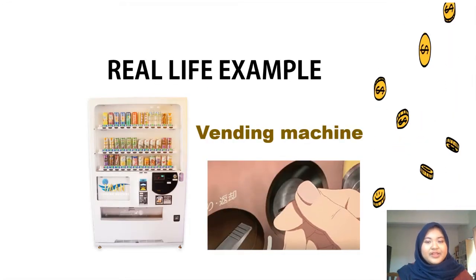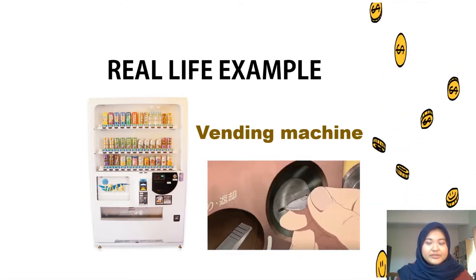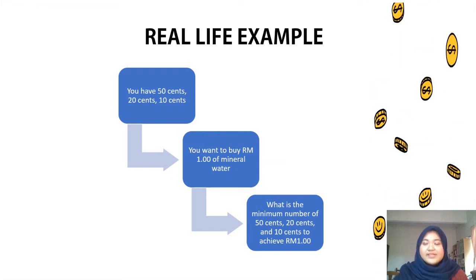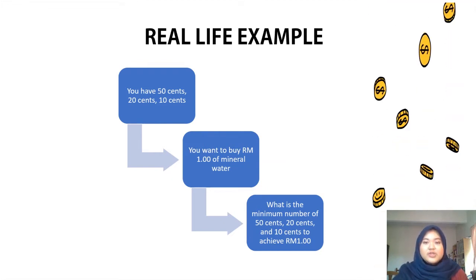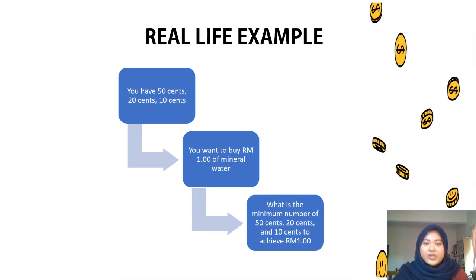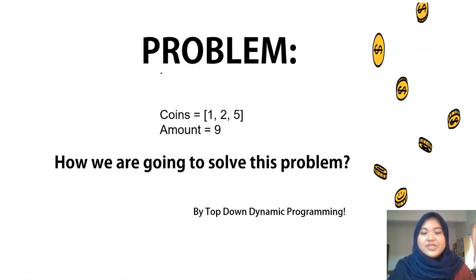A real-life example of the coin change problem is a vending machine. When you use a vending machine, you will have 10 cent, 50 cent and 20 cent coins to buy a mineral water. So what is the minimum number of 50 cent, 10 cent and 20 cent coins to achieve that 100K? To solve this problem, we'll be using top-down dynamic programming.